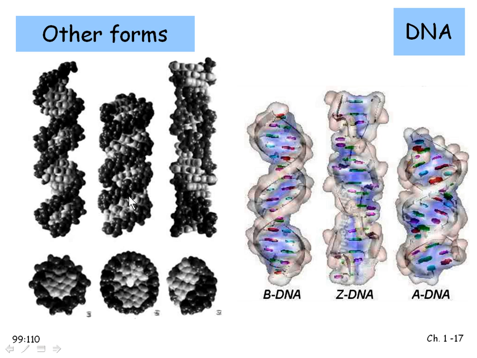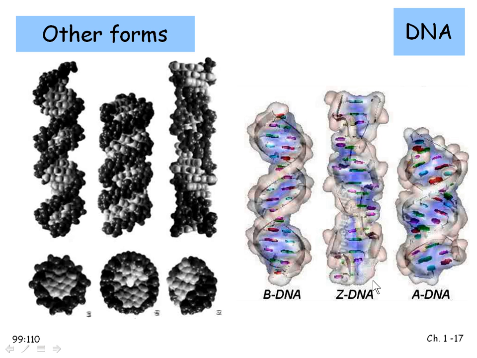The A form here is quite visibly wider. It's shorter for the same number of nucleotides. And you can see that the distribution of the phosphates is still on the outside, as it was in the case of the B form. The A form is commonly found when there's less water around, but there are other things that can trigger the A form as well. And then there's Z DNA.